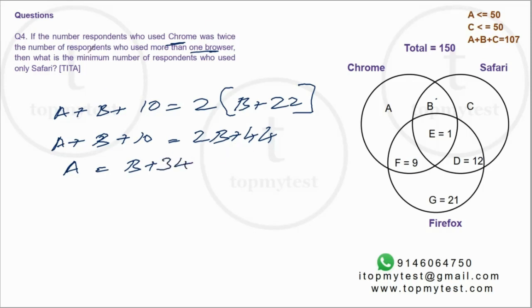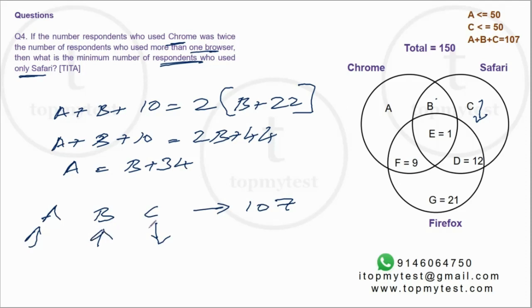Okay, now what is the constraint? What is the final question? What is the minimum number of respondents who use only Safari? I need to minimize C. Now I know ABC combined is 107. So to minimize C, I need to increase the value of A and B as much as possible. I know the value of A is 50. Maximum value is 50. That's the constraint, right? I need to increase the value of B also to as much as possible.